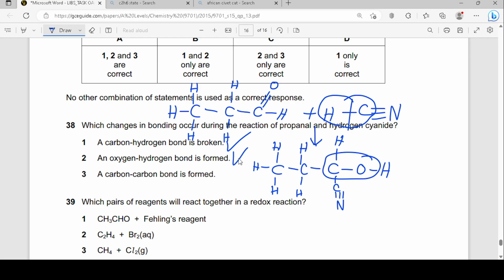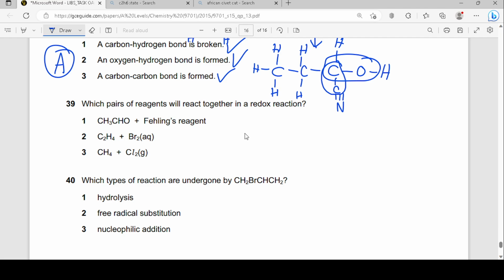A carbon carbon bond is formed. Although this one is broken. Anyways, a carbon carbon bond is formed. Let me see. Yeah, it is formed definitely. See this bond. This is a carbon carbon bond that was not there before. So I would say that all three options are right, and the answer is A. Okay.